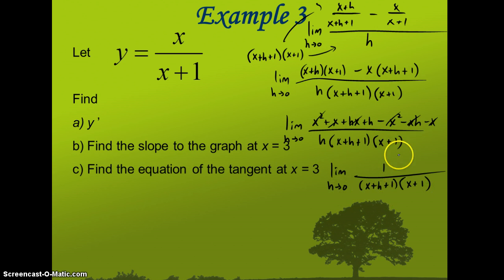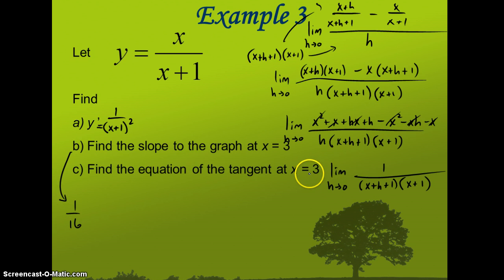H becomes 0, so this is 1 over x plus 1 times x plus 1, or 1 over x plus 1 squared. This is my derivative. Find the slope at 3. That's just a matter of plugging 3 into that. So I get 1 over 4 squared.